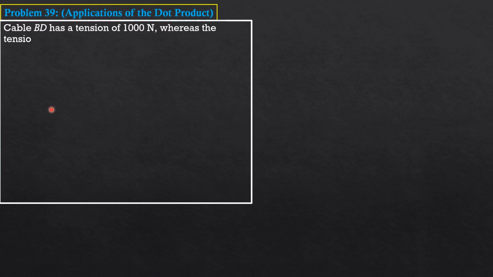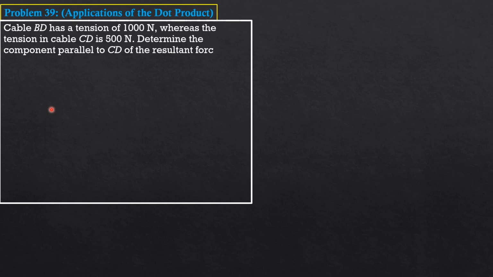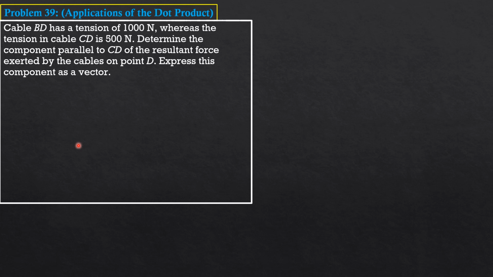Cable BD has a tension of 1000 newtons, whereas the tension in cable CD is 500 newtons. Determine the component parallel to CD of the resultant force exerted by the cables on point D. Express this component as a vector. So we'll first obtain the resultant by expressing its force into vector form.